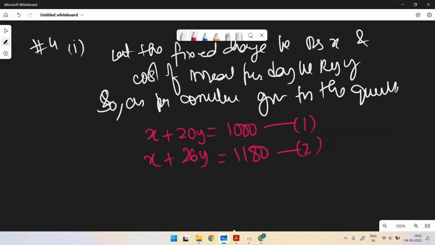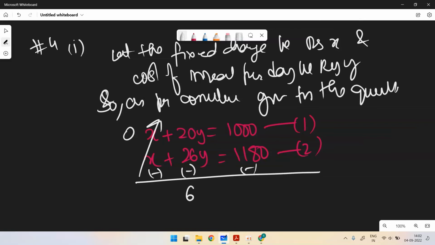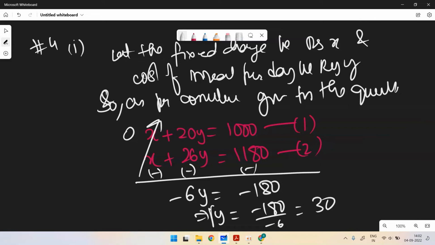Now if you subtract the two equations, you can see that x and x get cancelled and become 0. Then 20 minus 26 is minus 6, and on the other side it is minus 180, which implies that y equals minus 180 by minus 6, which is 30. So y equals 30.